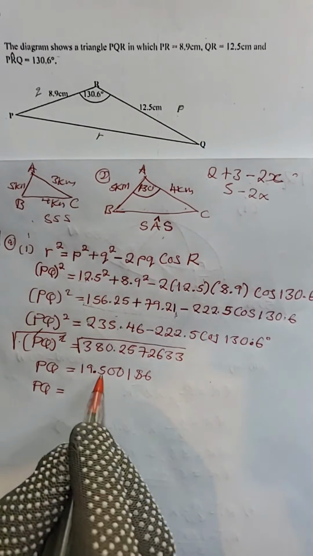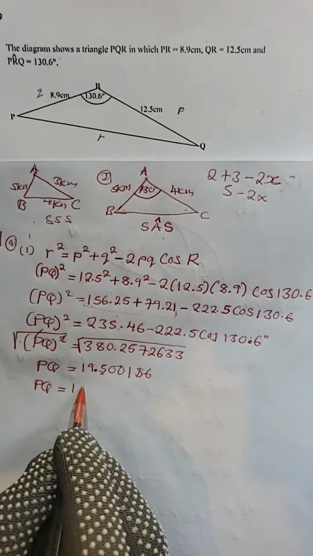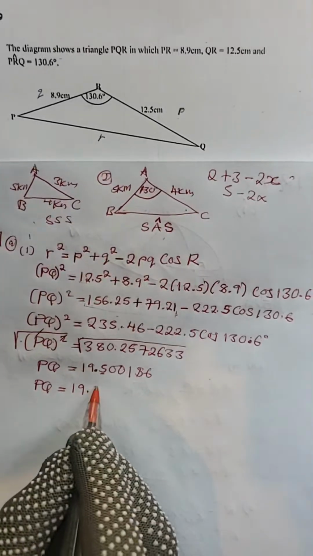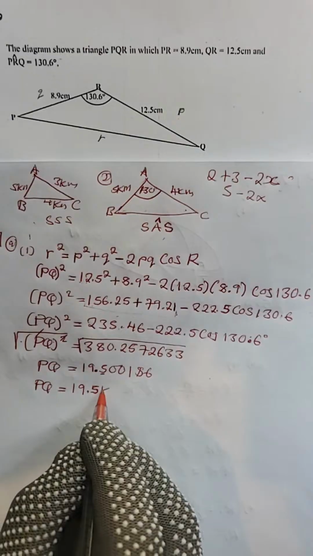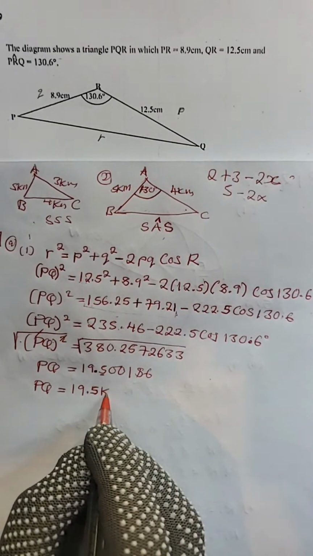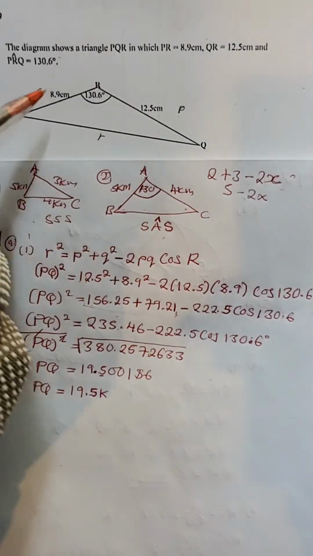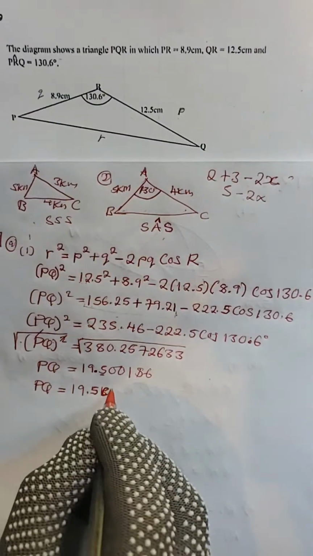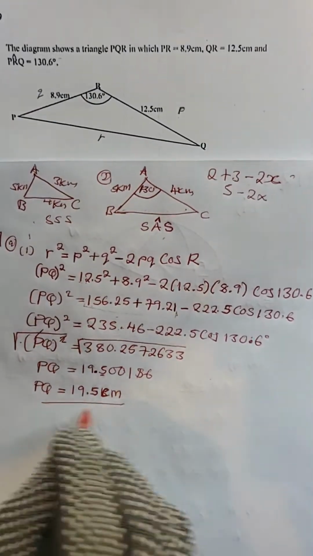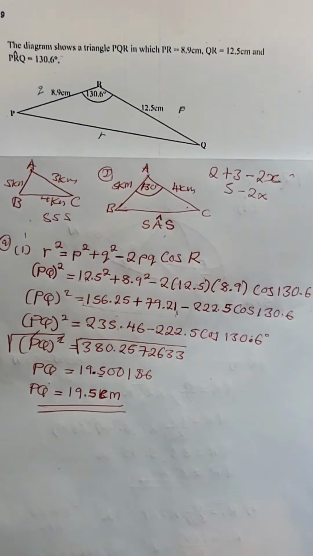So we have 1, 2, 3. This is the third number. So the answer becomes 19.5 units. Kilometers, centimeters, so make sure you understand the units. All right, it's in centimeters. So here it is, centimeters. Nice. This is the first question.